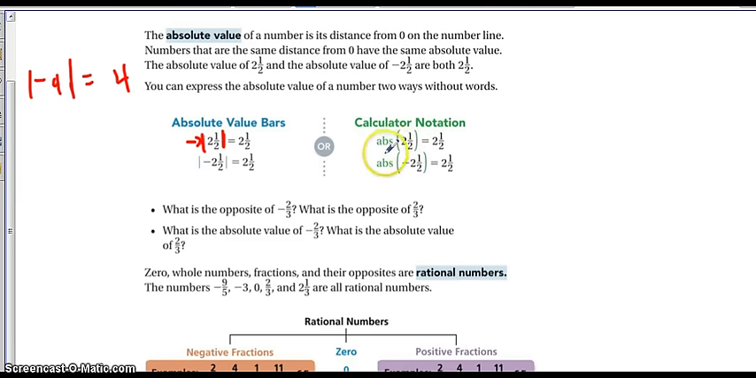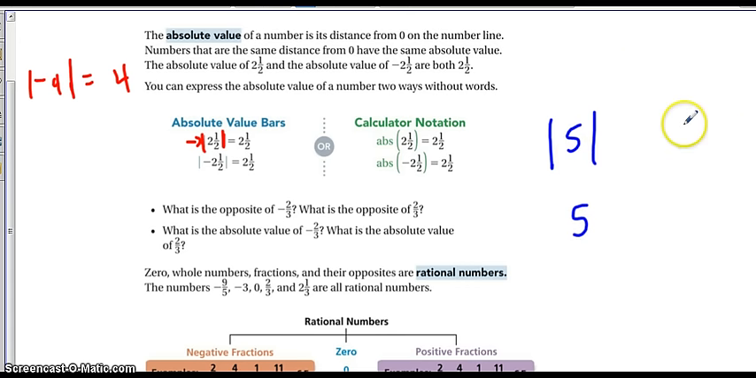Sometimes on the calculator it'll put in this ABS and then use parentheses around it. But mainly, anytime that you see the bars, I want you to know that that means absolute value. So if I ask what the absolute value of 5 is, that's the distance from 0. So how far is 5 away from 0? The answer to that question is 5.